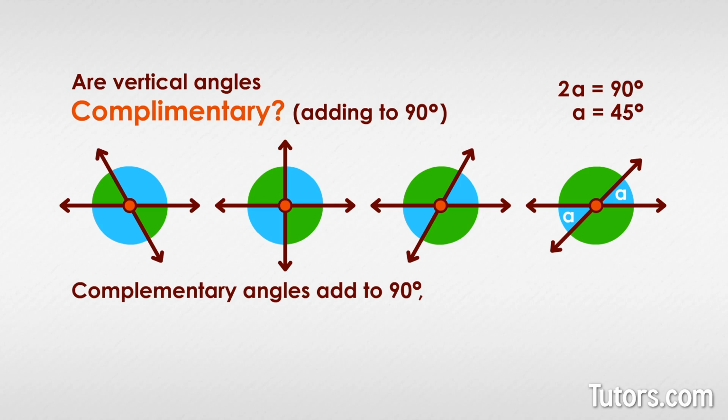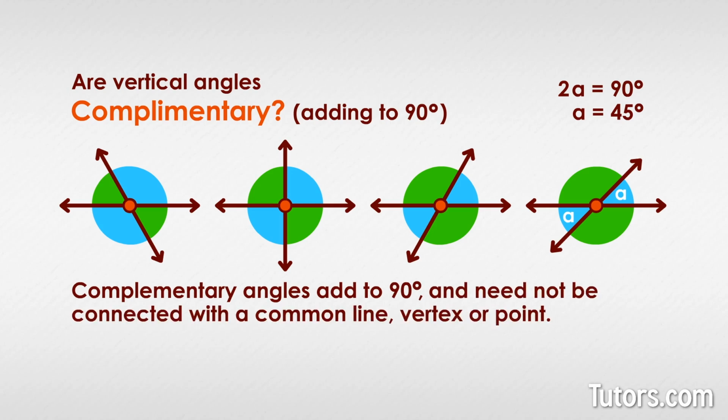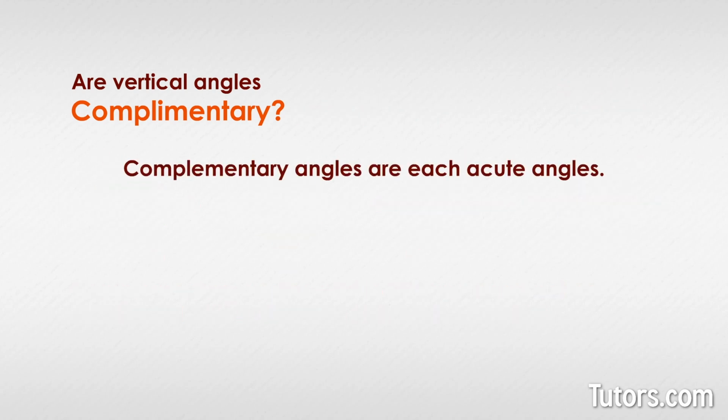Complementary angles add to 90 degrees and need not be connected with a common line, vertex, or point. They can be adjacent or vertical in intersecting lines. They could be in two different polygons so long as the sum of their angles is exactly 90 degrees. Complementary angles are each acute angles.